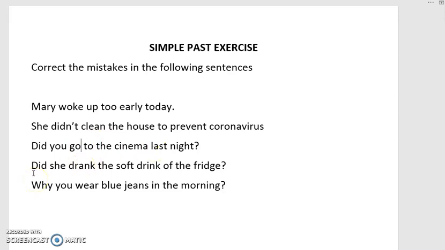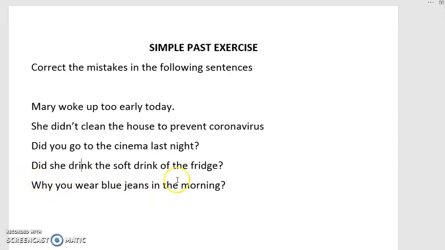Number 4. Did she drank the soft drink of the fridge? This is a question. What is the mistake in this one? Think about it. Yeah, the verb. So we don't say did she drank, we say did she drink. ¿Se tomó ella la gaseosa de la nevera? Easy peasy.